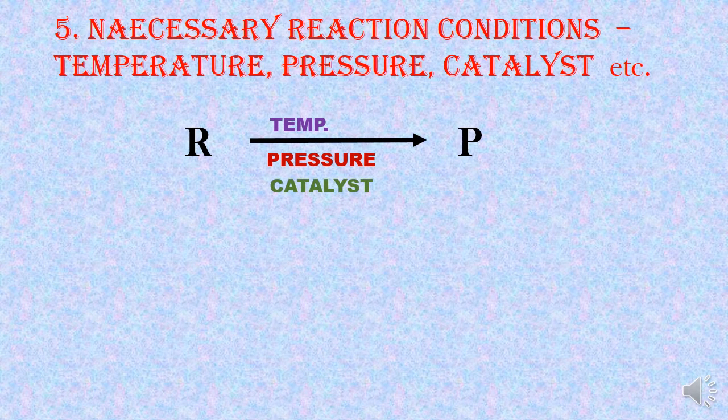Number 5. Necessary reaction conditions. As we all know, reactions take place under certain conditions of temperature, pressure, catalyst, etc. These conditions are mentioned either above or below the arrow that separates the reactants from the products, like this. Here you can either write the word temperature, pressure or catalyst, or if the values of these or the name of the catalyst are given, you can mention them here. Temperature can also be represented with the help of delta H or delta.